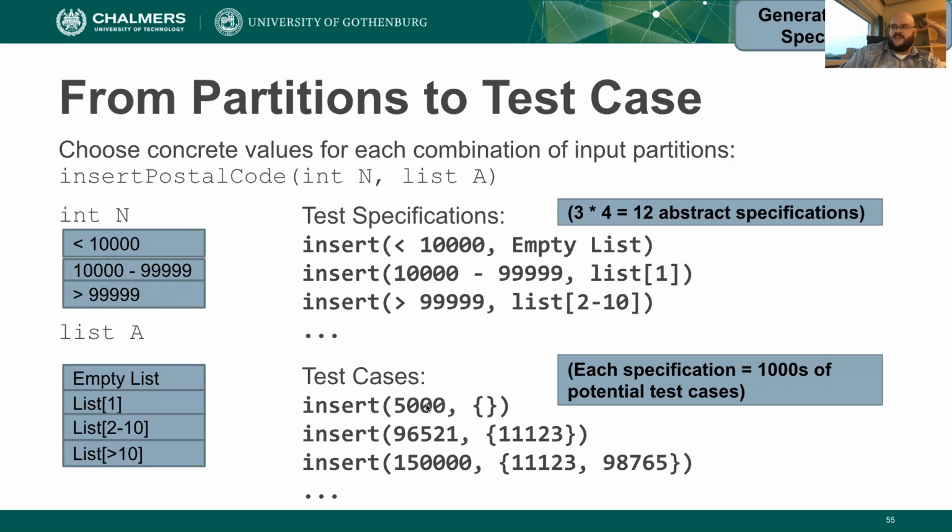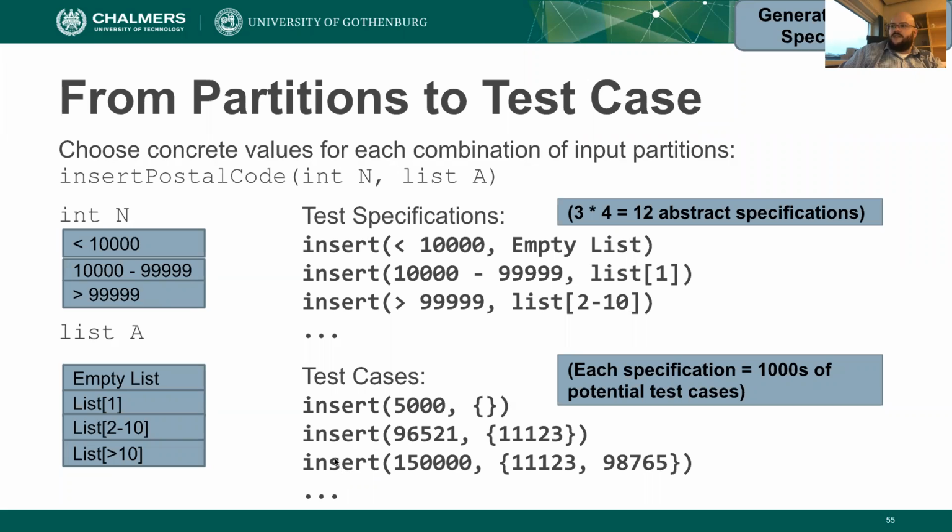Well, we have an empty list and 5,000, right? Something that is a 5-digit integer and a list of length 1. So 96521 for the integer, and we have a single item list. Something that's greater than 5 digits in the list of length 2 to 10, 150,000, and we have 2 5-digit numbers already in that, and it should throw that out because it's 6 digits.